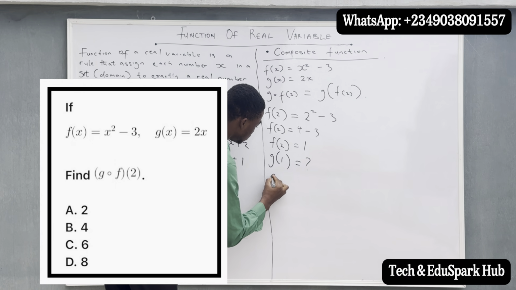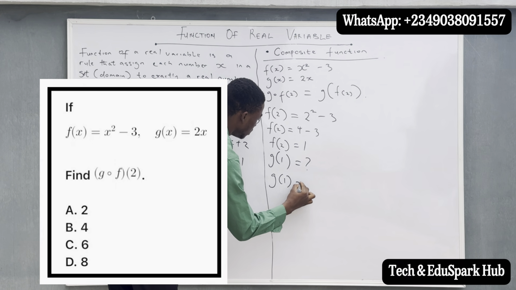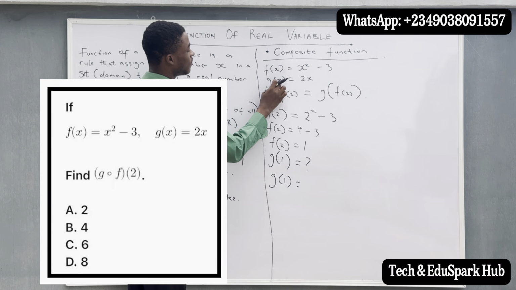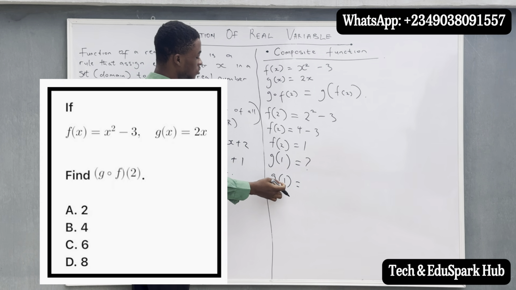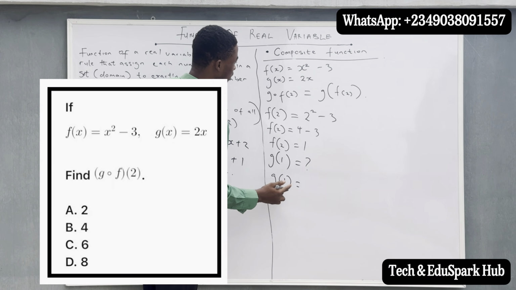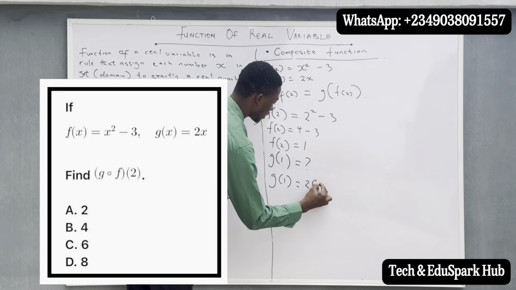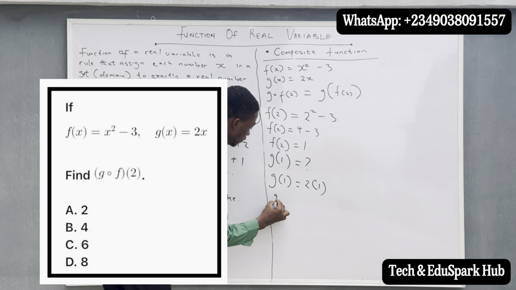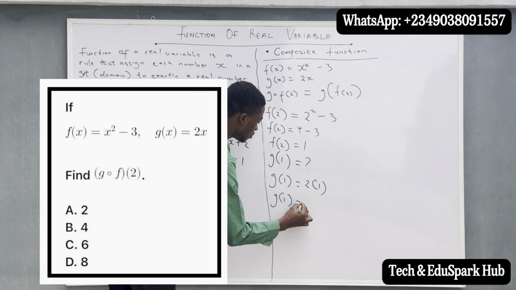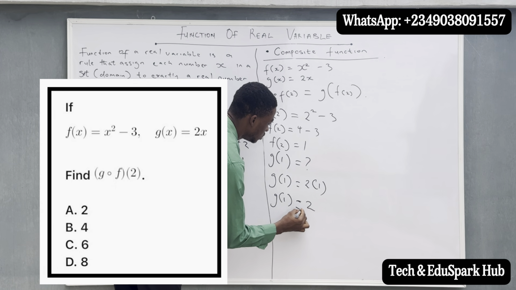So we now have our g of 1 to be equal to, so whenever we see x in this function, we are going to substitute it with 1. So our g of x will be equal to 2 open bracket 1. So g of 1 will be equal to 2. So this is our final answer to question of this type.